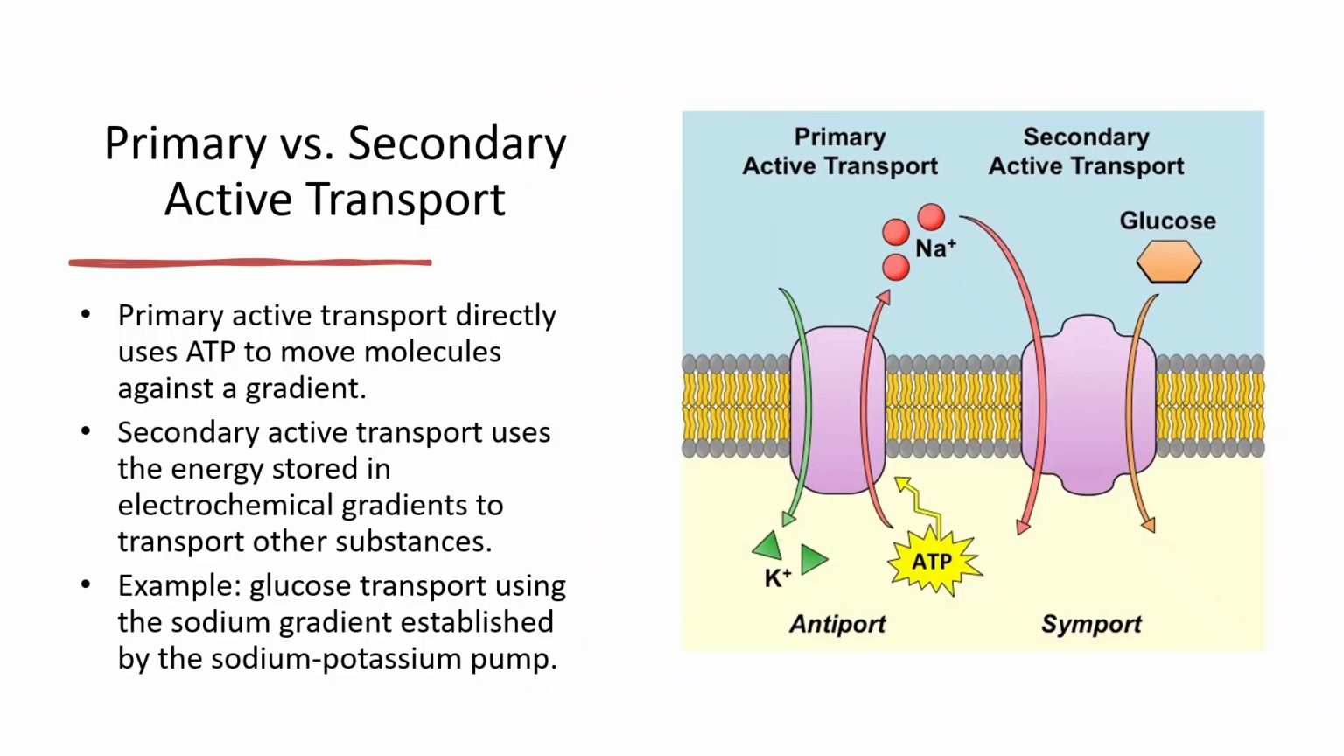There are two main types of active transport. Primary active transport uses ATP directly, like the sodium potassium pump. Secondary active transport, or co-transport, uses the energy stored in existing ion gradients. For example, the sodium glucose symporter brings glucose into intestinal cells by leveraging the sodium gradient created by the pump.